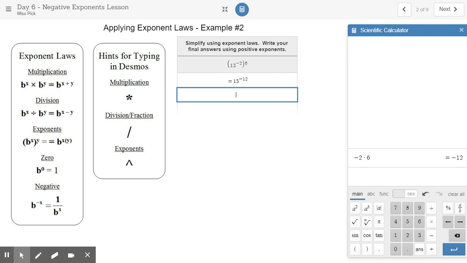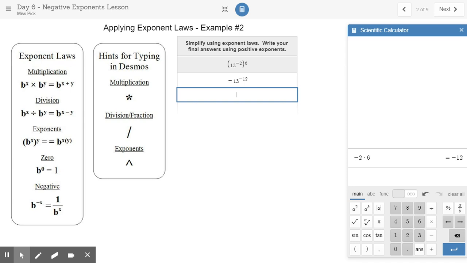So the question does ask us to use positive exponents in our answer. So I need to do something with this because it currently has a negative exponent. A negative exponent makes a fraction. So this is going to become 1 over 13 to the power of 12.